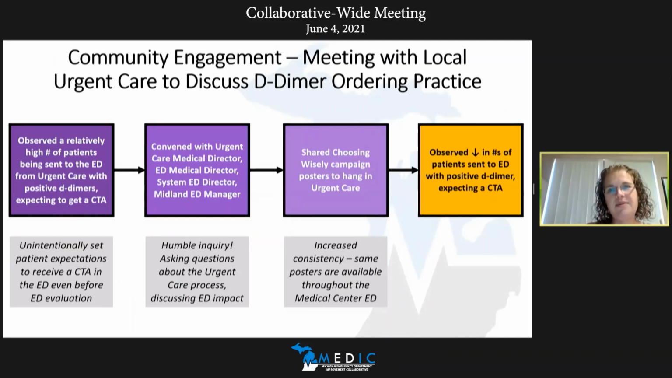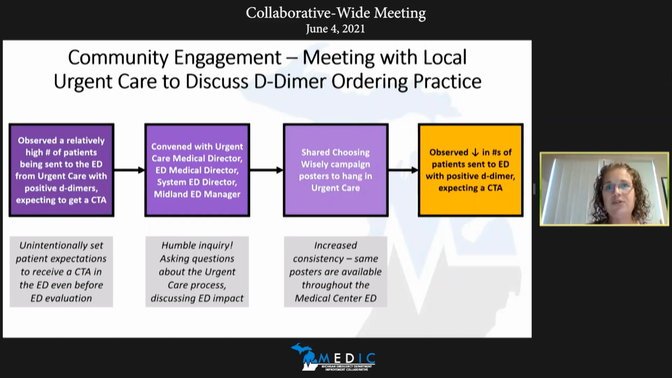When I first started abstracting the PE cases, I found there were so many of them coming to us with a positive D-dimer from our local urgent cares. They were coming here expecting to have their CTAs done. I felt this put our providers in a pretty bad spot because a lot of the decision-making was already taken out of their hands by them coming in with this positive D-dimer.